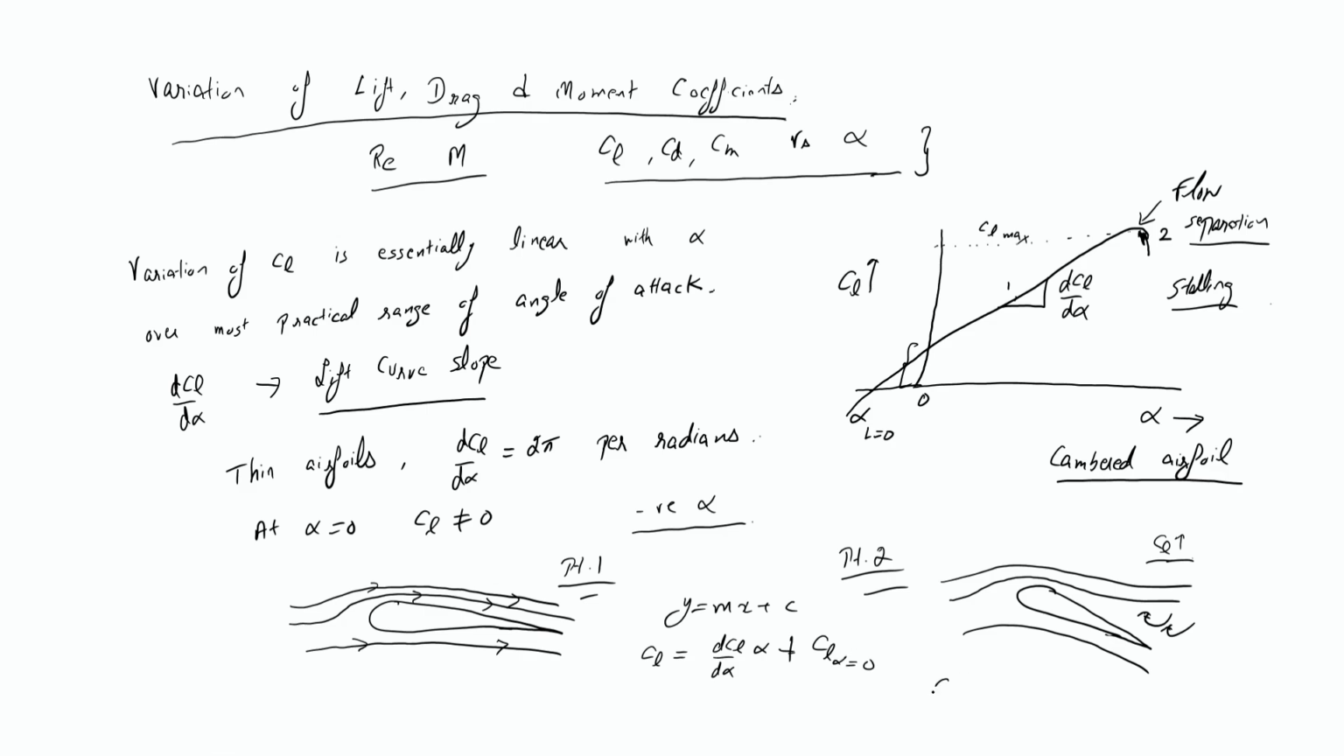So I can write here CL naught, CL at alpha equals 0. CL equals CL naught plus CL alpha into alpha. CL alpha is dCL by d alpha, and CL at alpha equals 0 is written as CL naught. Always remember this equation. This is valid only in the linear region. So CL equals CL naught plus CL alpha into alpha, similar to the straight line equation y equals mx plus c.